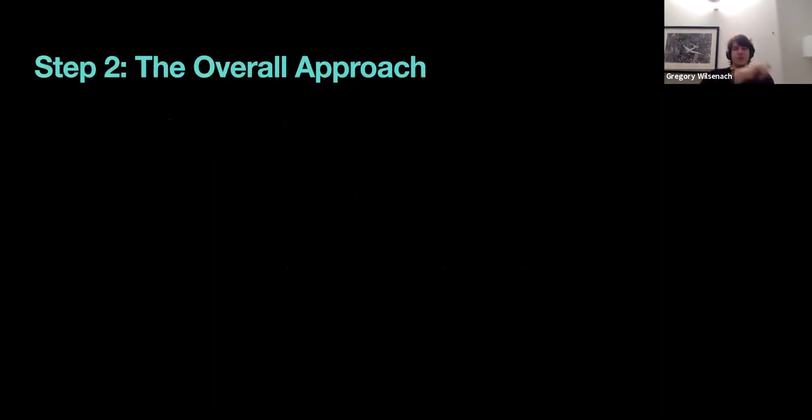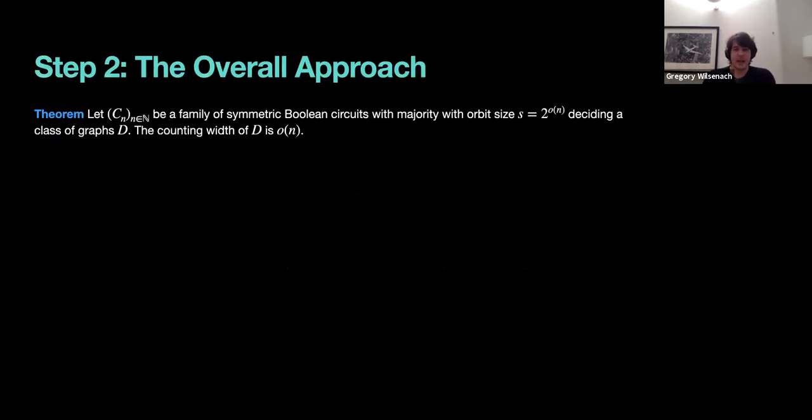Okay, so let me talk about the overall approach. The key result we're going to use is something called the support theorem. It establishes the connection between counting width and orbit size. What this says is, if you have a family of symmetric Boolean circuits with majority with sub-exponential orbit size deciding some class of graphs, then the counting width of that class of graphs is sublinear. And that means we can establish exponential lower bounds for some problem by showing that the counting width is at least linear.